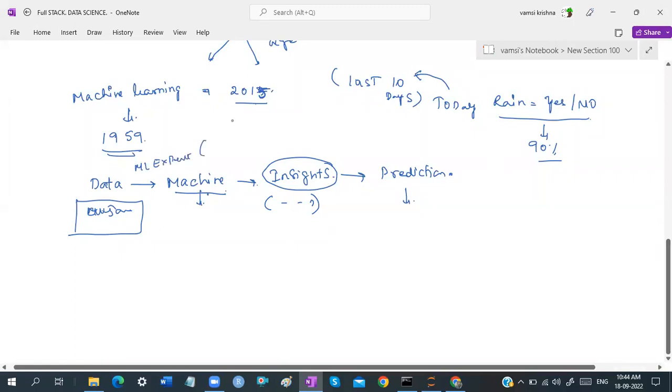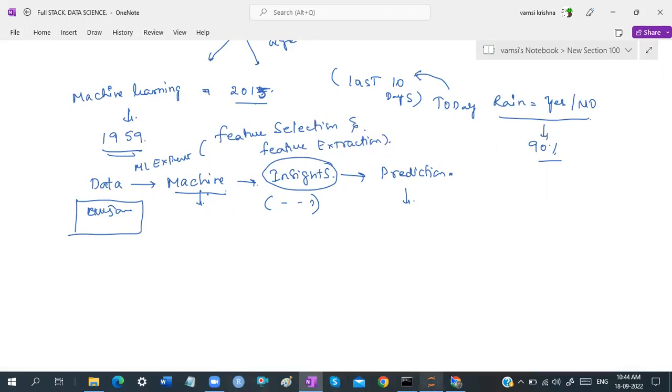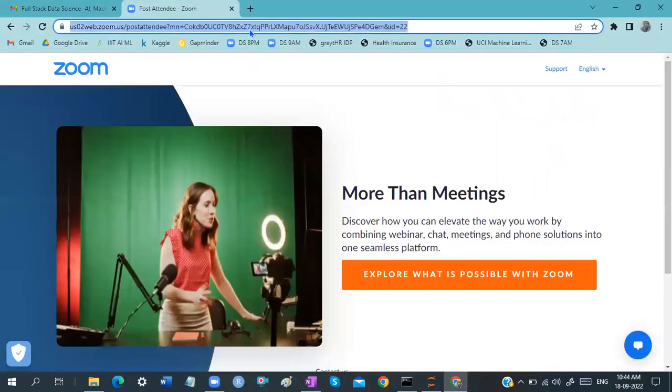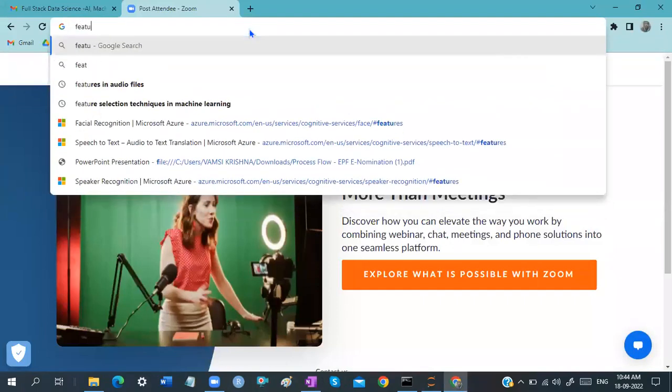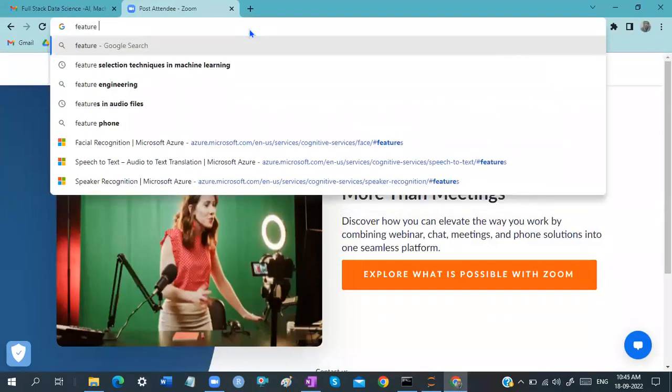So there is a very, very important technique, which we call feature selection, and what we call feature extraction. This is one of the very important techniques which a machine learning expert has to know about. If you want to understand them, you can search on the internet, guys.